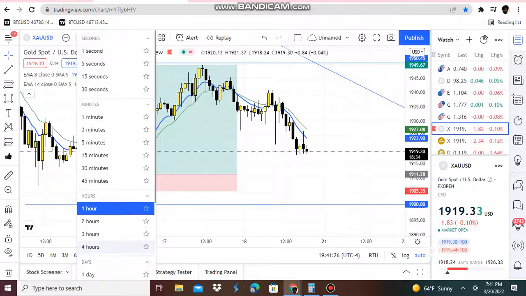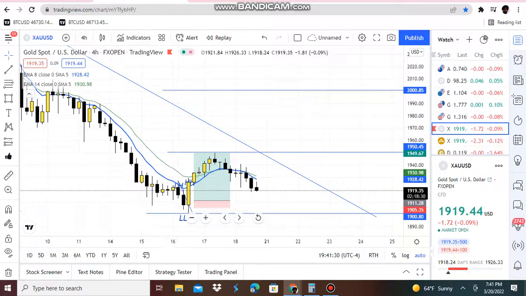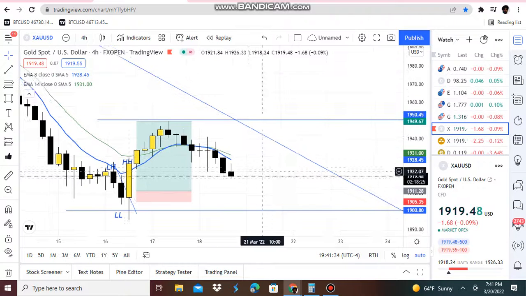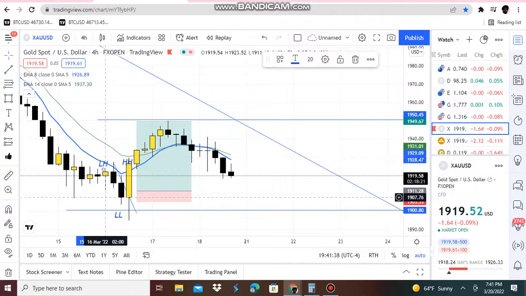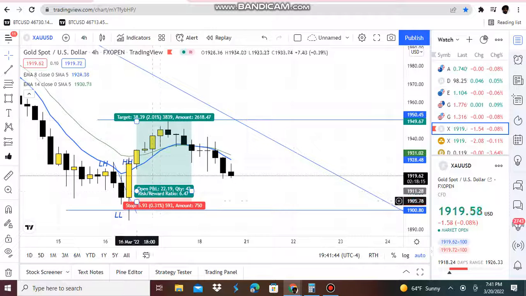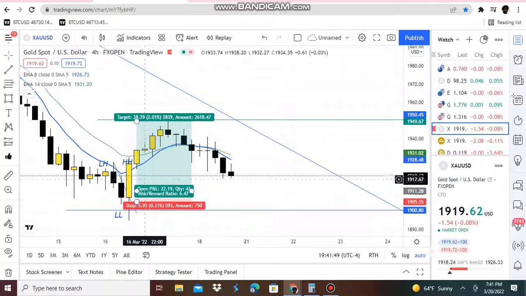Show you on the 4-hour as well. As you can see, it's in a downtrend. Once price breaks above this lower low, it makes a lower high right here. Boom, last lower high right here, back up here to 1927 before making a lower low all the way down to 1900. Then you see this bullish engulfing pattern. Yellow candlestick engulfing this black candlestick, breaks this trend line.